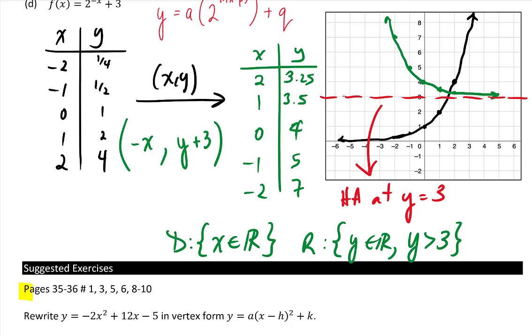So for homework, please try the following questions from your textbook. And can you rewrite a quadratic in standard form in vertex form? So review how to do that, look it up, see what you remember. If you have any questions, please ask.